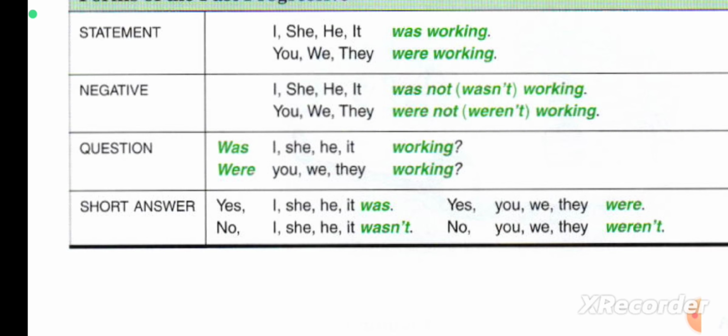If you look at the statement, I was working, I just move was to the beginning of the sentence to make it a question. You were working becomes were you working.